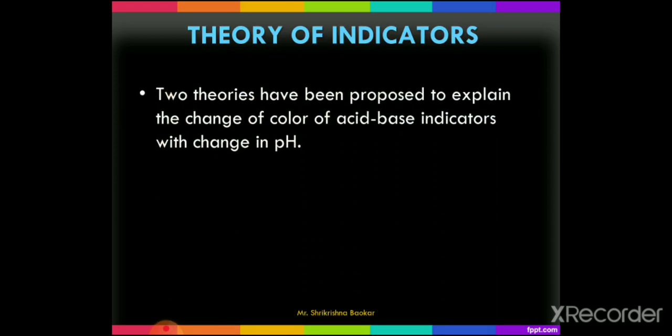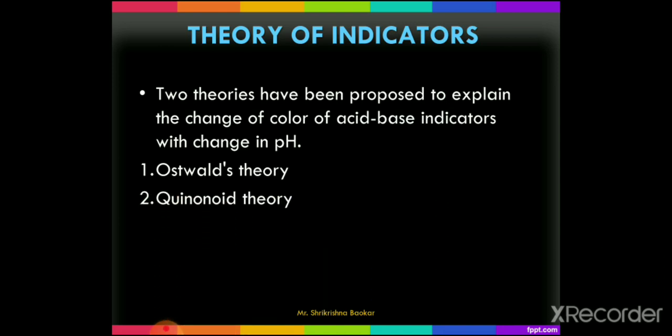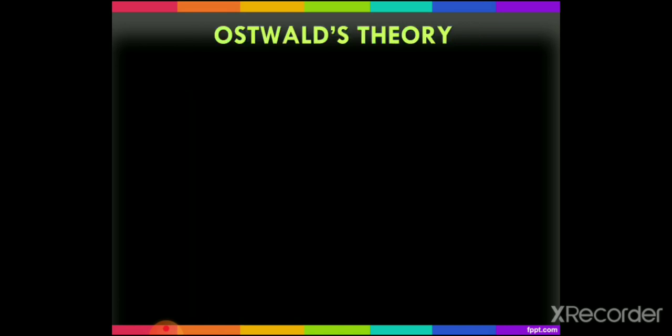Now, two theories have been proposed to explain the change of color of acid-base indicator with change in pH. The first is Ostwald's theory, and the second one is the Quinonoid theory. Here we will discuss each theory one after the other. So, moving towards Ostwald's theory.